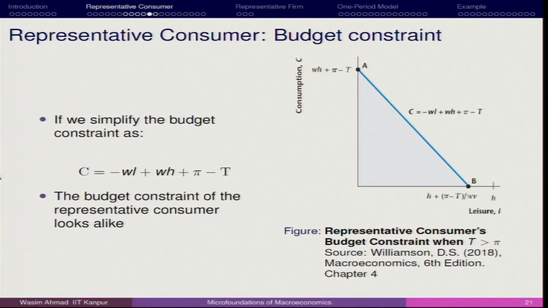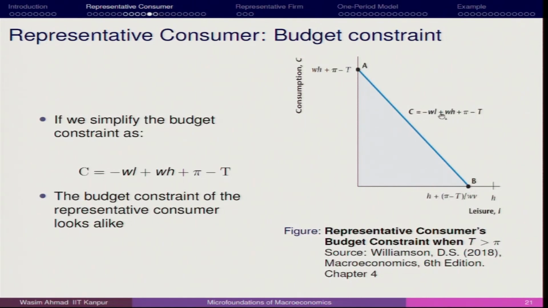Now, if I move to this side, what will be the value? Since on this side C is equal to 0, you have to solve for L. So if C is equal to 0, you bring this to this side, and this will be L is equal to H plus pi minus T upon W. So this is how it looks. Here it will be W. So this particular H plus pi minus T upon W is this.